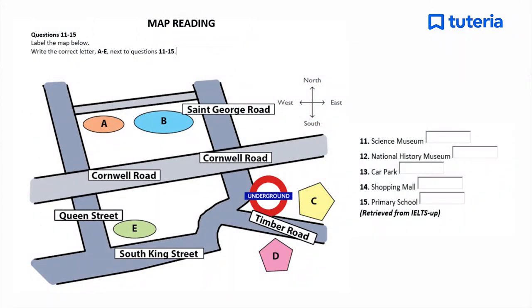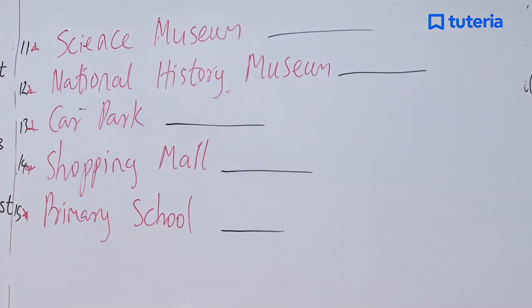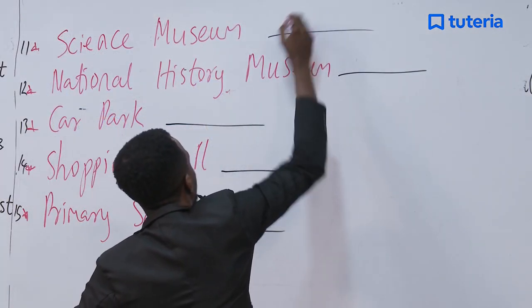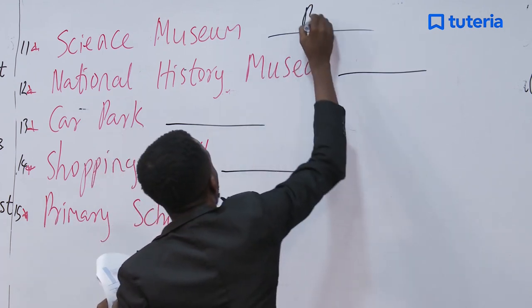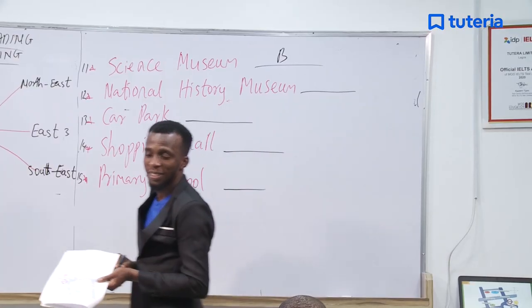All right, so let's look at it. Science Museum is said to be at the corner of St. George Road. And what is the corner of St. George Road? B. So the answer is B. I know some of you got that correctly. Some of you got the answer as B, correct? Who failed that? I didn't even know what to write.